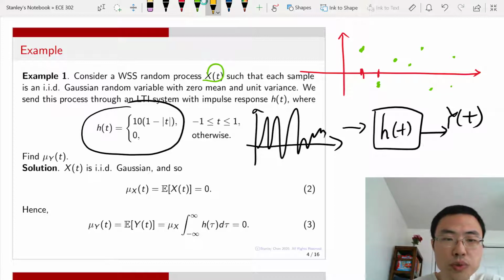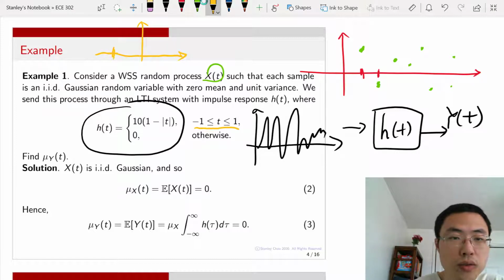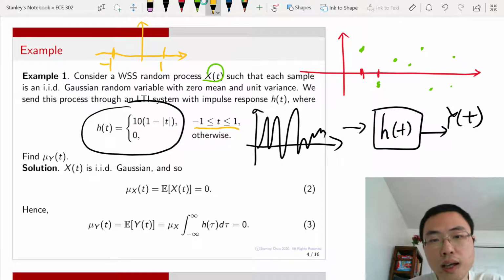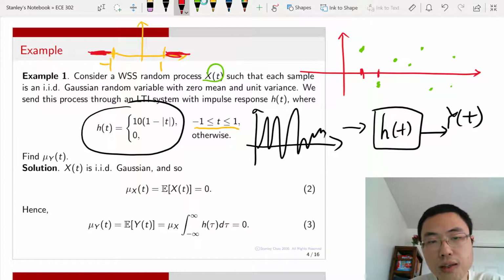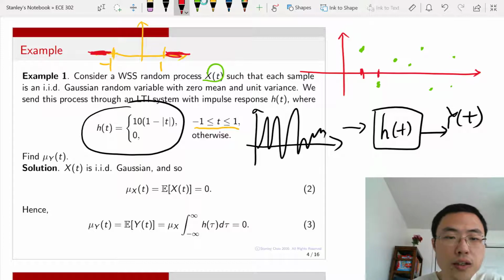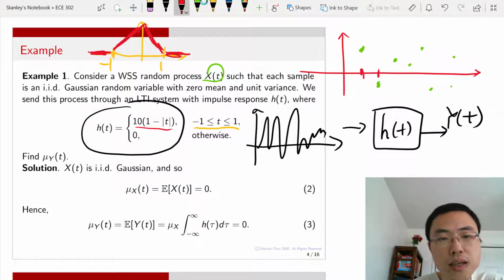So let's look at this impulse response. This impulse response has a shape. The shape of this impulse response is that it has a support from -1 to 1. Anything outside this range would be 0. For the things inside, you will have this expression. Now this expression is really a triangle function. Why? Because when t is 0, you get a peak, but when t is 1, you get 0. So it is a triangle function.